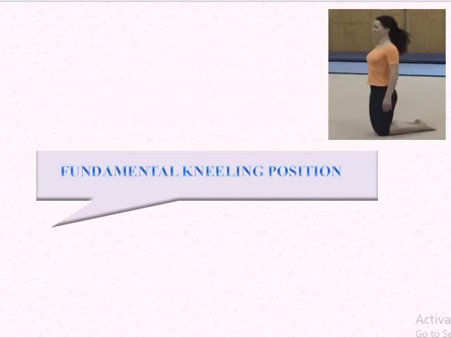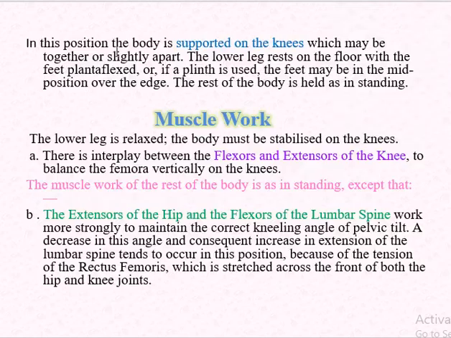Let's start with kneeling position. What is fundamental kneeling position? Keep in mind this diagram. In this position, the body is supported on the knees, which may be together or slightly apart. The lower leg rests on the floor with the feet plantar flexed, or if a couch is used, then the feet may be in the mid position over the edge. The rest of the body is held as in standing.